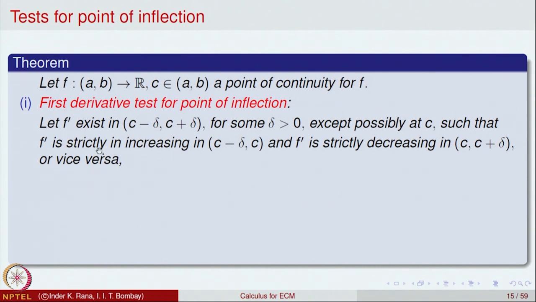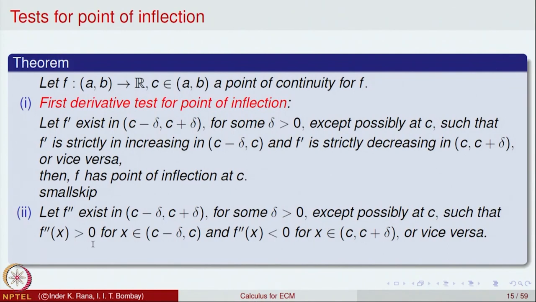So, what will that imply? f dash strictly increasing on the left will imply the function is concave up on the left, and strictly decreasing will imply it is concave down on the right. So, these two put together say that the function changes its nature from strictly concave up to strictly concave down. So, that should be a point of inflection. This is what is called the first derivative test for the point of inflection. If these conditions are satisfied, then C will be a point of inflection.